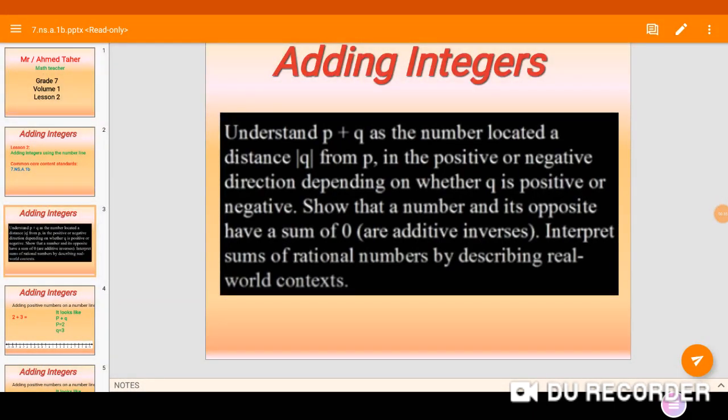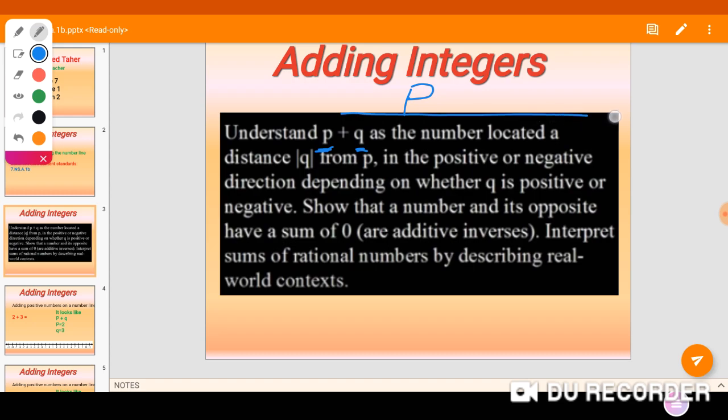So, if we have two numbers, P and Q, as you see here, number P, plus consider Q another number. As the number located a distance Q from P. So the number will start from P and take distance from P. If we have the number line like this, okay, P is here, and I want to move from P to Q.